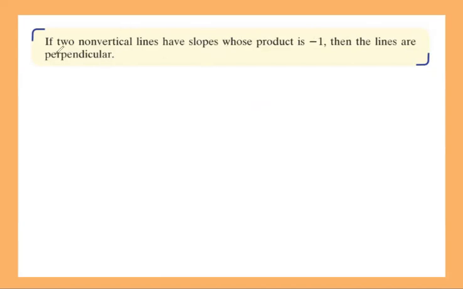Or if their product is -1, then you can conclude they are perpendicular. So you can go either way, okay? But let's actually see why that's the case, right?